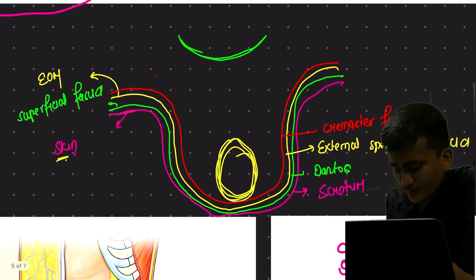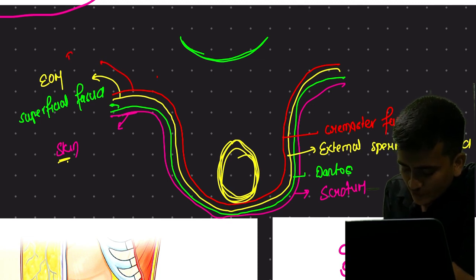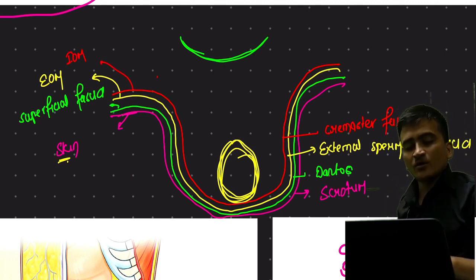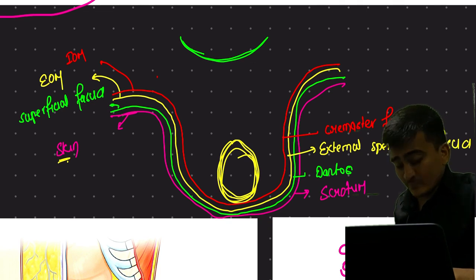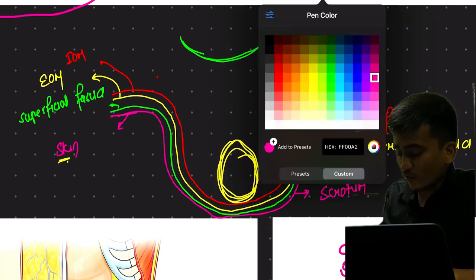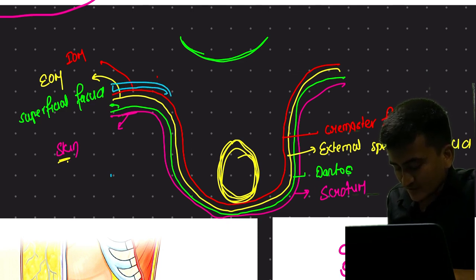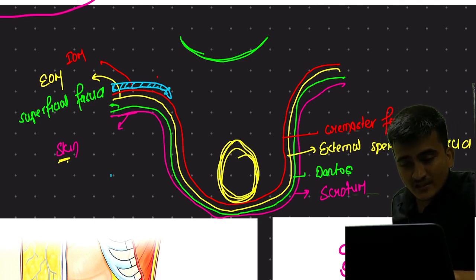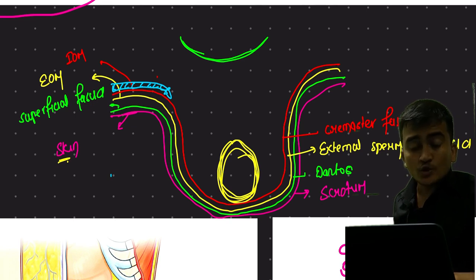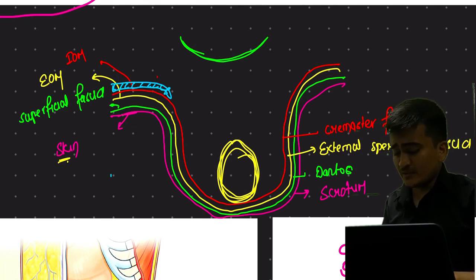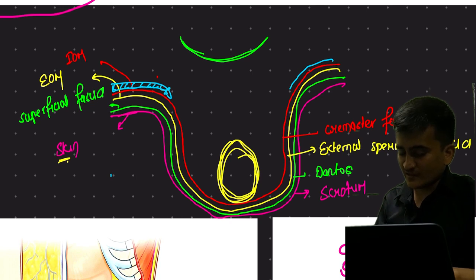Now inside of the internal oblique muscle, what do we have? We have transversus abdominis. This transversus abdominis will not contribute anything. It will stop right here only.